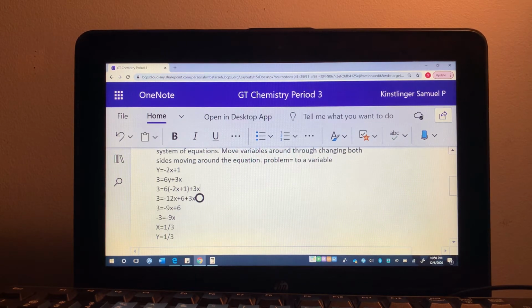So, and it checks out. Those two equations, their lines on the graph, will intersect at the coordinates 1/3, 1/3. Now let's go into our second method for solving systems of equations.